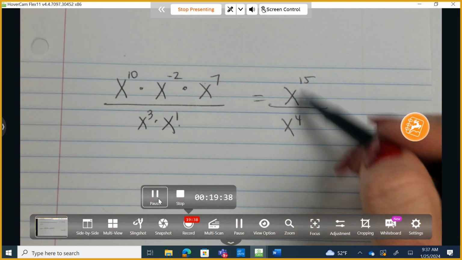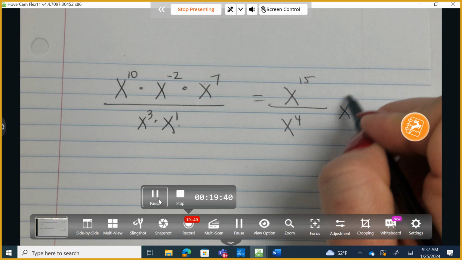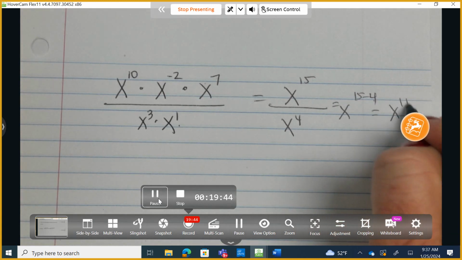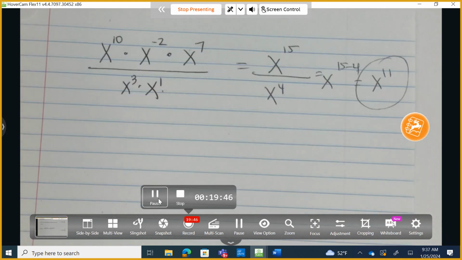Great. But now we're not multiplying, we're dividing. What do we do when we divide? We take the top exponent, subtract the bottom. 15 subtract 4 is 11, and this would be my final answer, okay? Wanting you to recognize that.